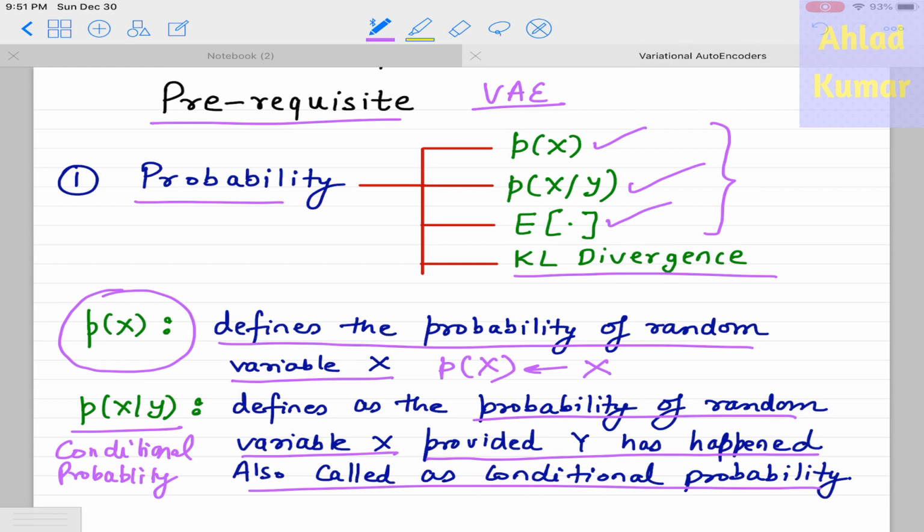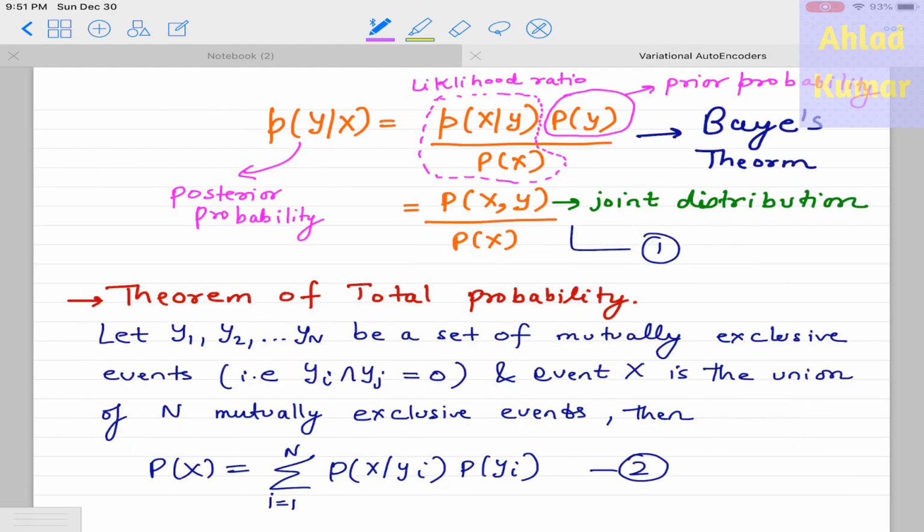This concept is very important, and we will discuss it with some numerical examples as we move further. But for now you should know that this is a conditional probability. It can also be written in terms of p of y given x as p of x given y times p of y, divided by p of x. This comes from Bayes theorem. You can go through a probability book to see how it is derived.